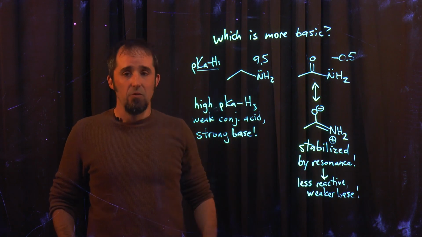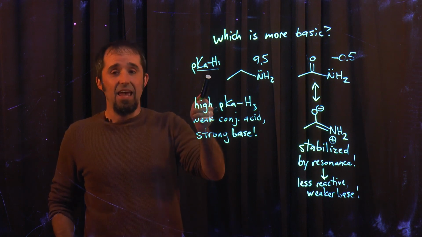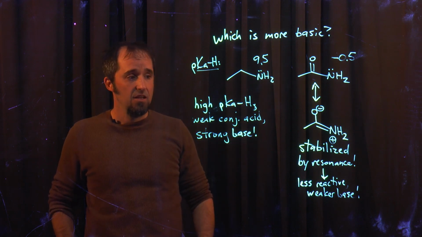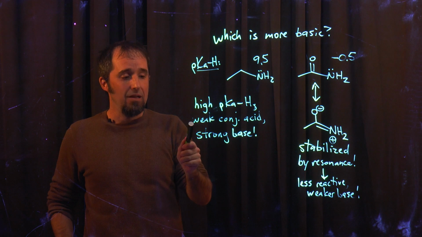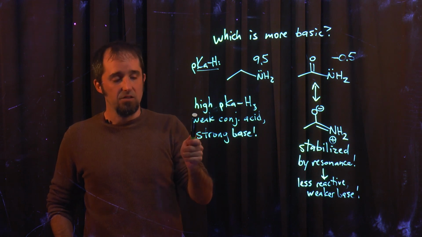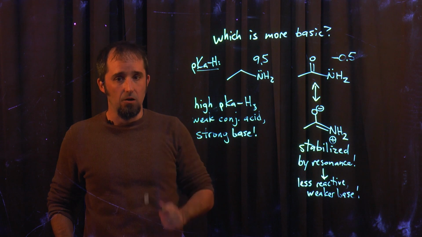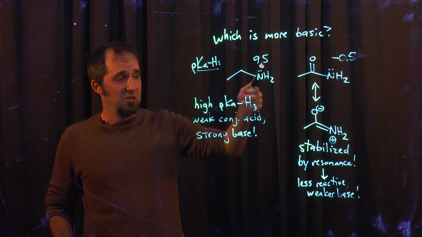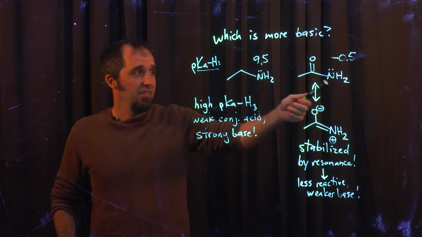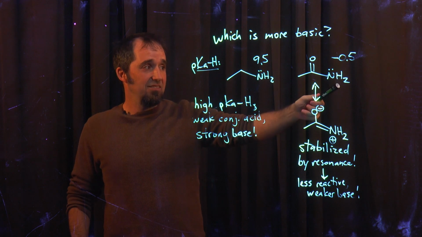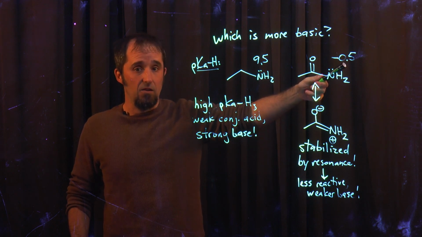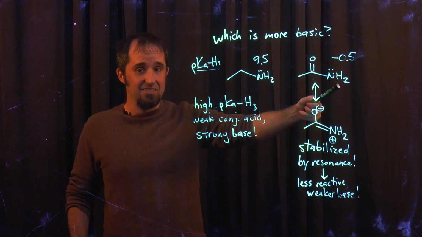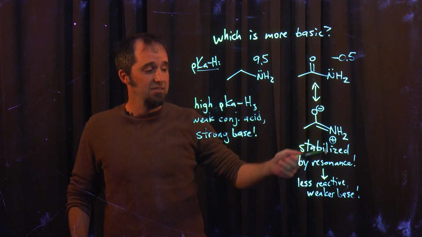So here's the experimental data. To remind you, this is the pKaH, the pKa of the conjugate acids of these things. A high pKaH means a relatively weak conjugate acid. A relatively weak conjugate acid means a strong base. So this is a relatively weak acid, and so that's a pretty strong base. The conjugate acid of this one is very, very strong, stronger than HCl. And so that means that this is a very weak base. It's a weak base because it's stabilized. The electrons are stabilized by resonance.